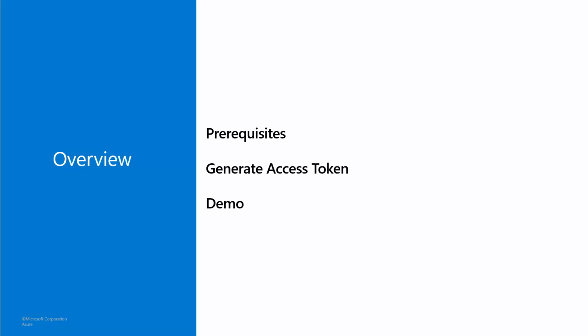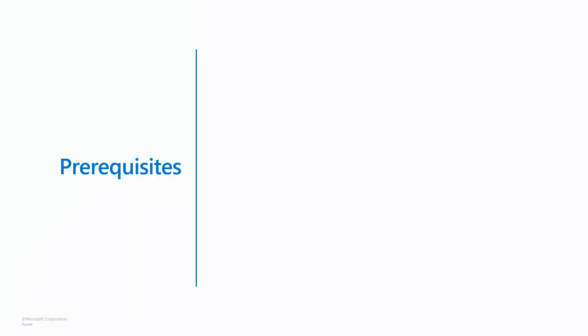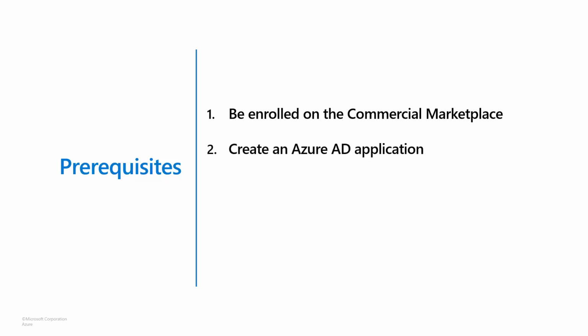With that, let's jump into prerequisites. One of the first prerequisites that we need to ensure is that you are enrolled in the Commercial Marketplace program. Now, if you already have a published transactable listing, then it's very likely that you're already enrolled within this program. The second prerequisite is to make sure that we create an Azure AD application. The client secret and client ID from this Azure AD application is going to act as one of the parameters in order to generate our access token later.